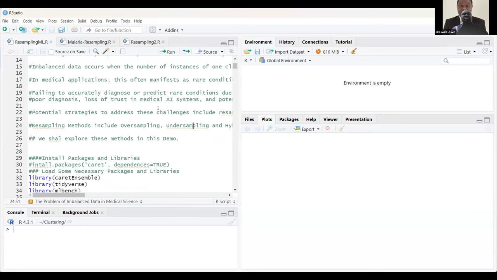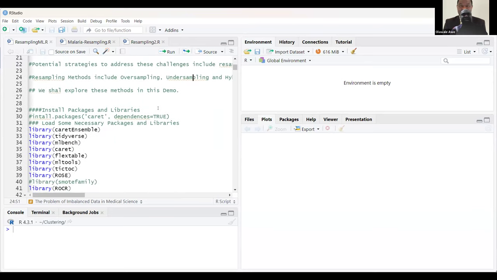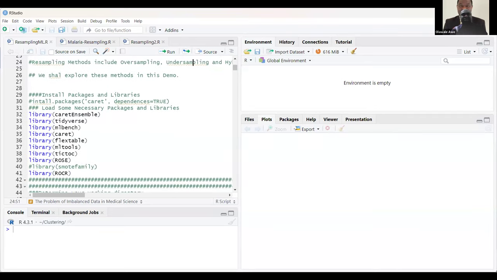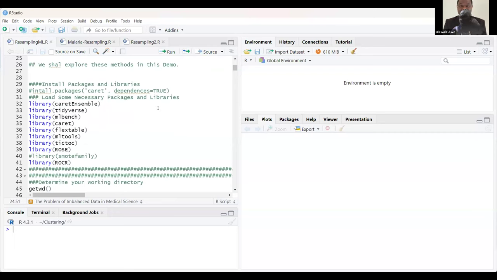Oversampling means that you create synthetic data to boost the minority class. Undersampling means that you reduce the majority class so that it will be at par with the minority class. And then hybrid sampling combines the two methods. Now, let's go ahead to demonstrate these methods today.